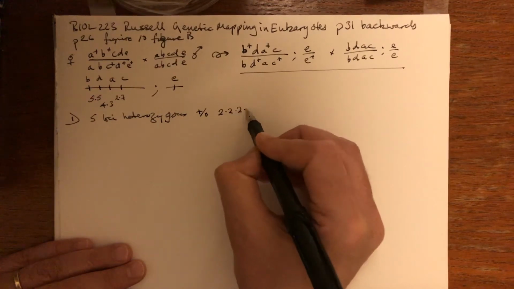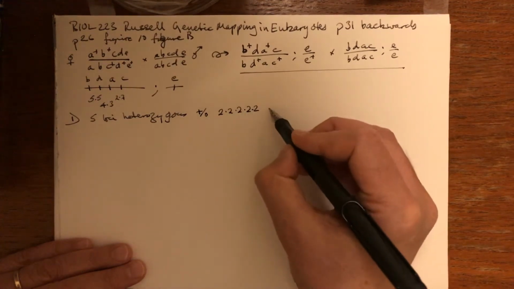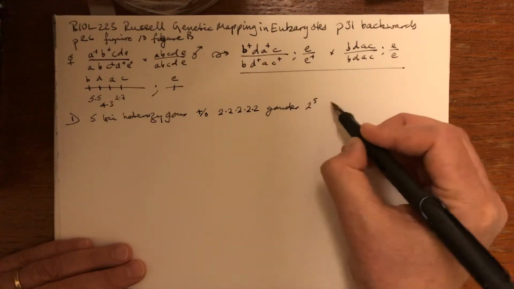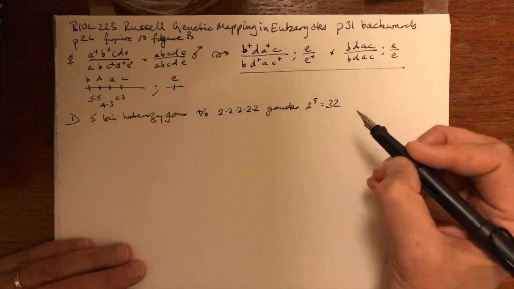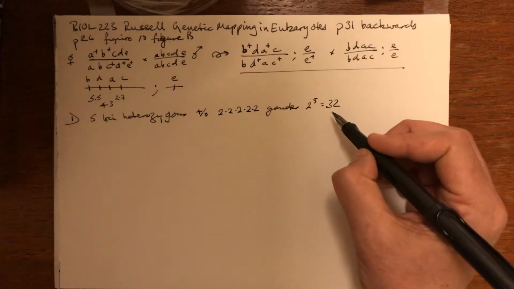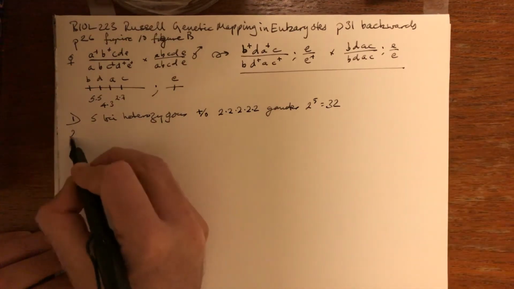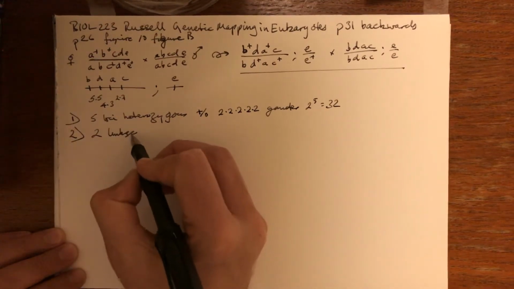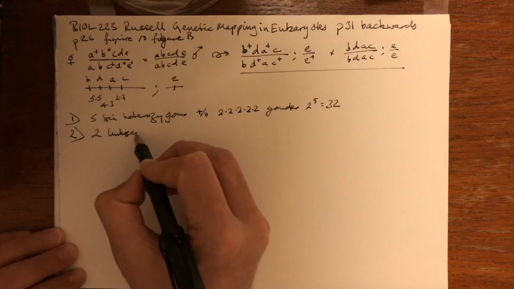times 2 times 2 times 2 times 2 possible gametes, right? So there should be 2 to the 5th, so that's 32. We expect 32 possible gametes. However, also notice that there are 2 linkage groups.